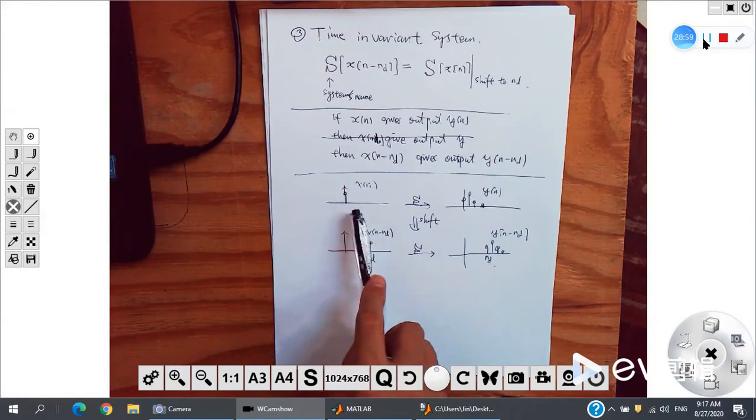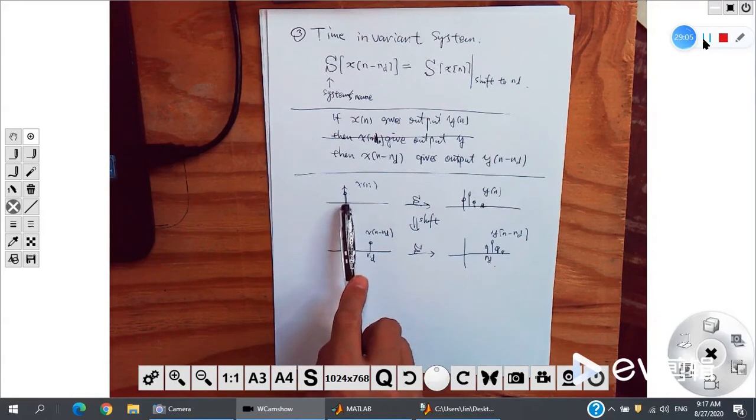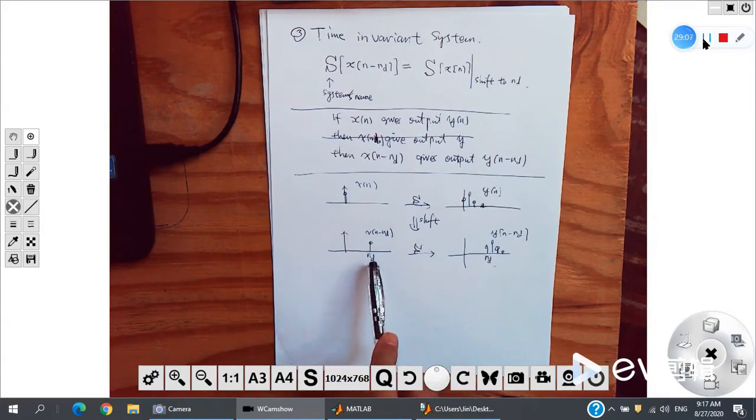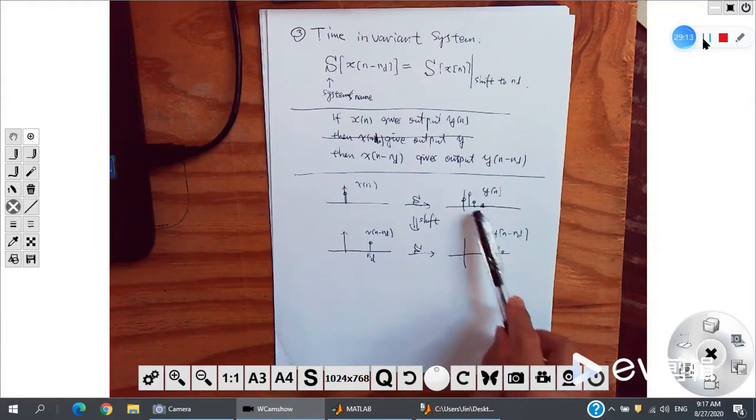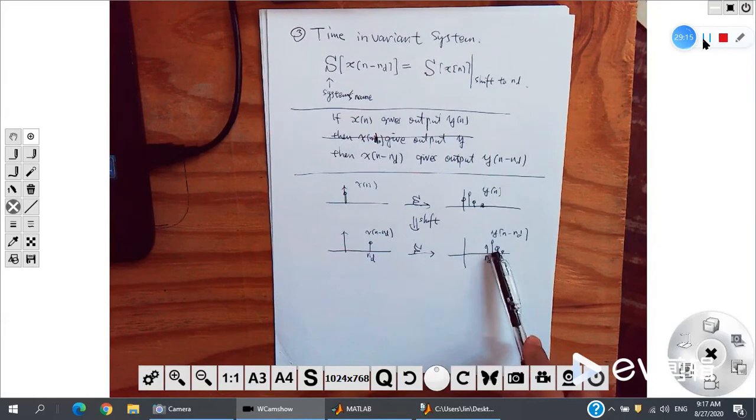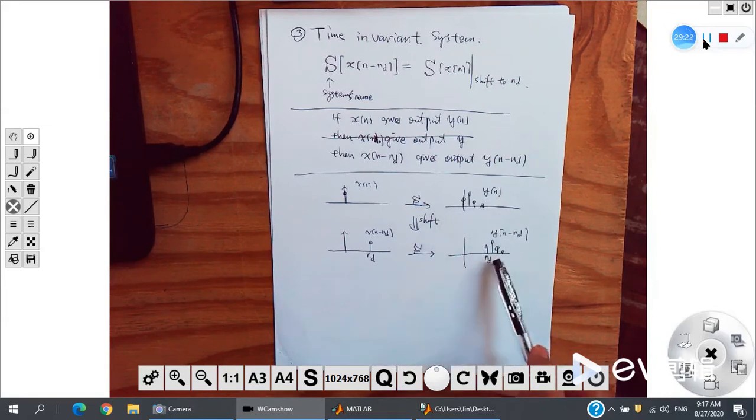You should look at the waveform of the input. They are the same, right? They just happen at different times. This will happen at time equal to 0, and this will happen at time equal to nd. And then on the output side, they will have the same waveform, but the start time is different. This signal will start from n equal to 0, and this signal starts from n equal to nd, right?